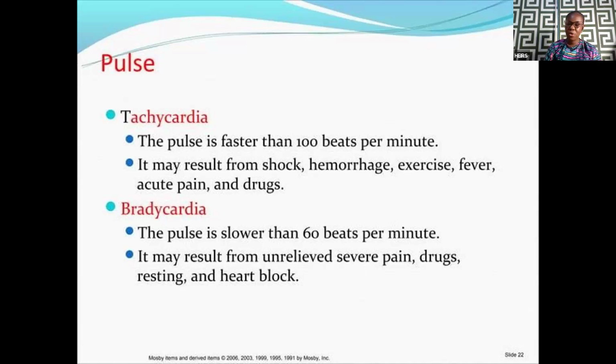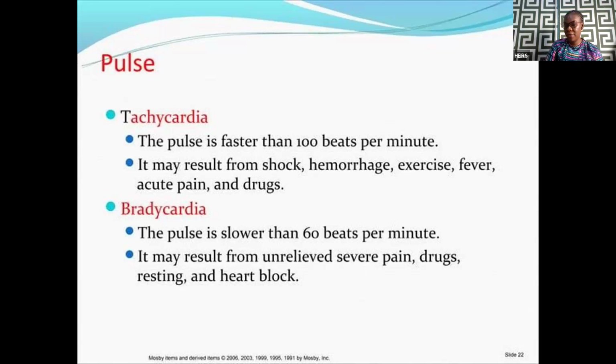So I put my hand, I set my time for 1 minute, and then I counted 120 beats in that 1 minute. My patient has tachycardia. Some things that can cause it include shock, where the patient is bleeding, which is hemorrhage, the patient has just returned from an exercise, the patient has a fever, the patient has acute pain, or the patient is on some drugs.